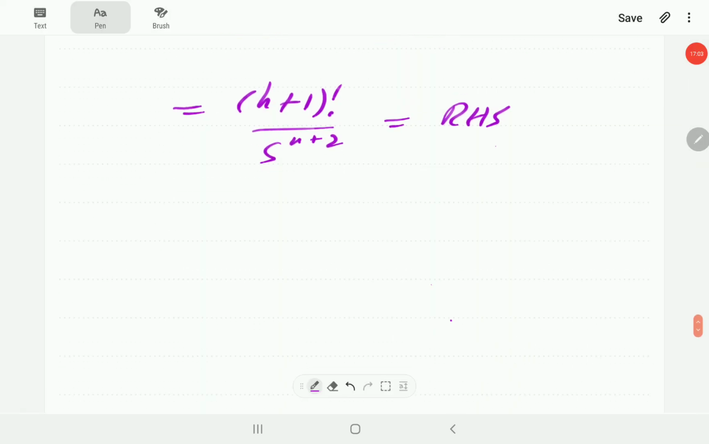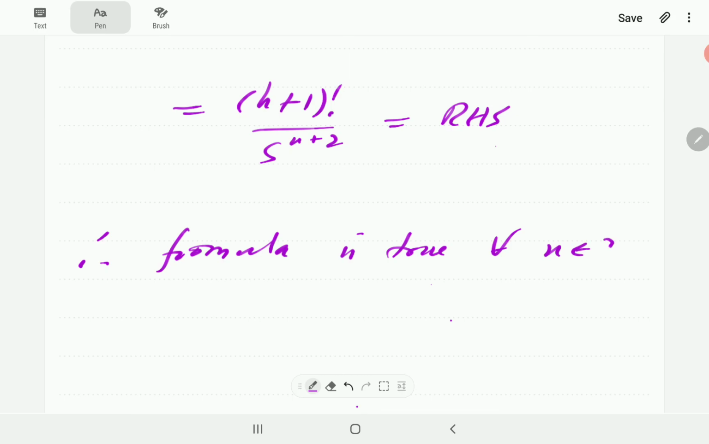So that means at that point we can conclude that the formula is true for all n in the given set.